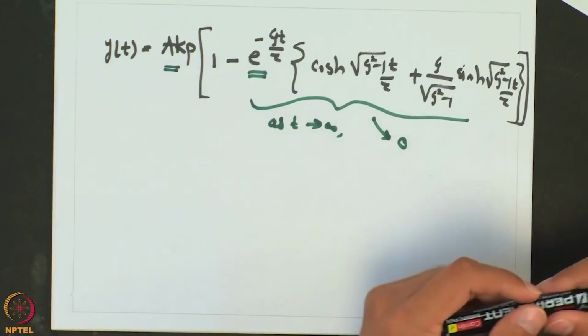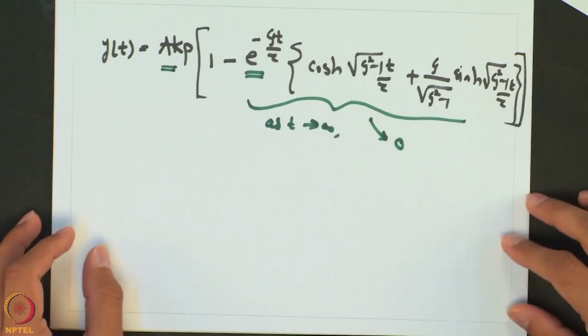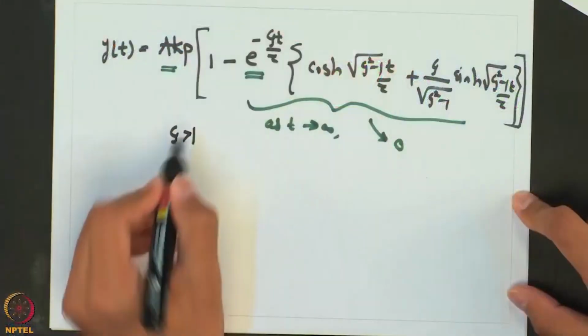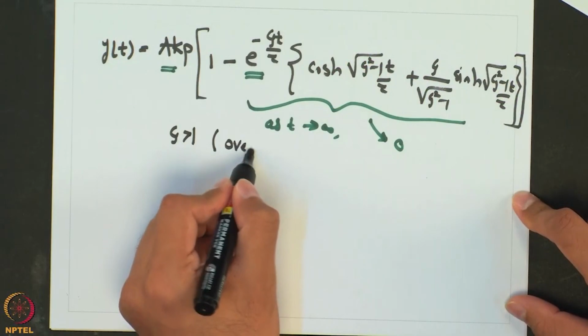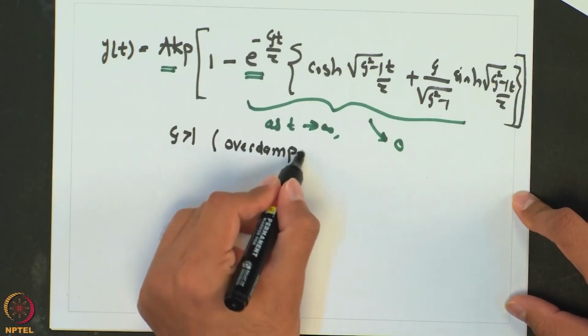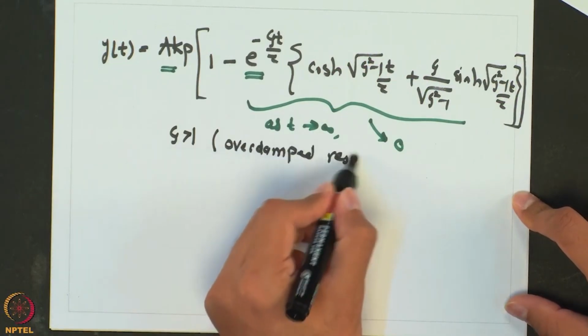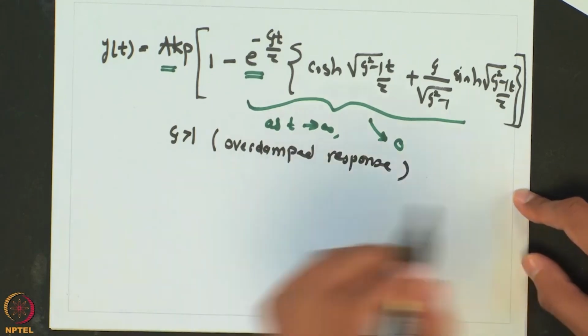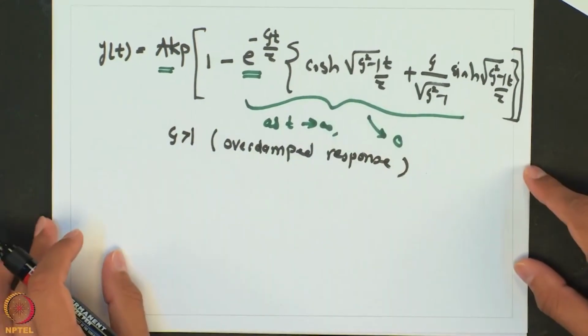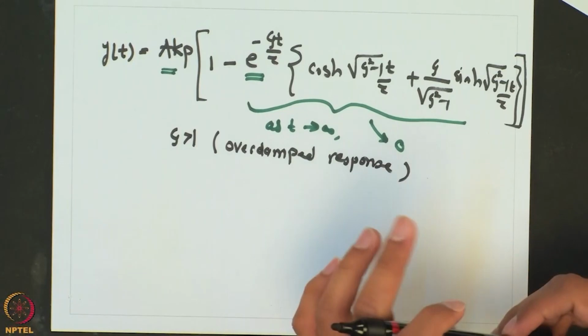I would show the response of this system in some time when we have looked at all the other criteria in terms of the values of zeta. So, for now this is the response when we have zeta greater than 1, which is also known as an overdamped response, and I will also show you why it is called an overdamped response when we look at the other two cases as well.